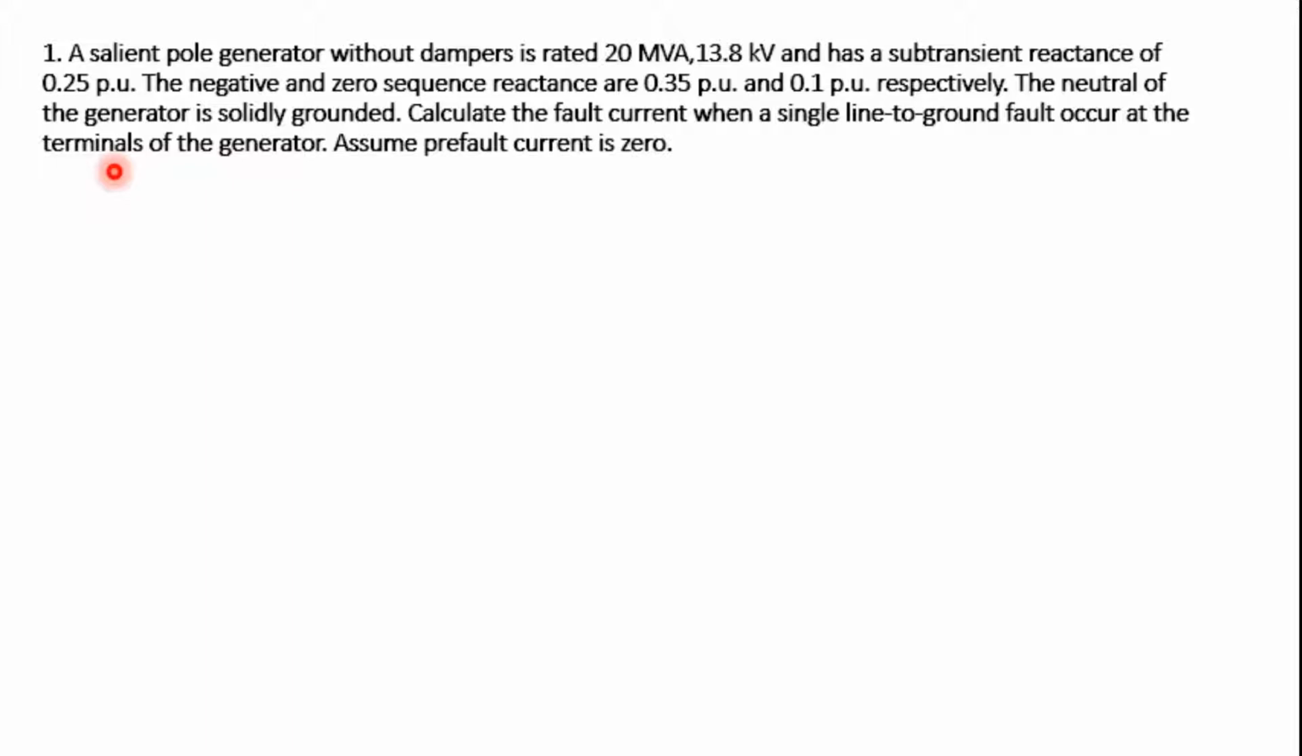Before proceeding to the numerical, we should remember the concept of the sequence network diagram and the expression for the fault current in terms of the sequence quantities for line to ground, double line to ground and three-phase fault, especially without considering the fault impedance and with considering the fault impedance. Based on these concepts only we are going to solve the numericals.